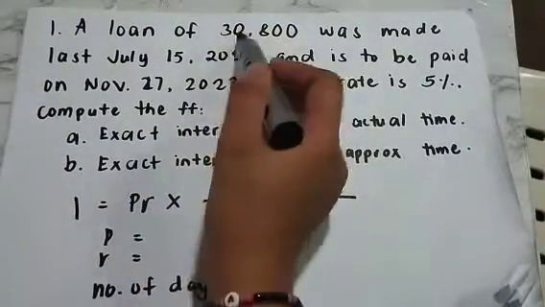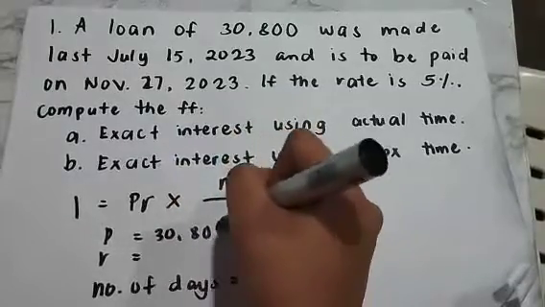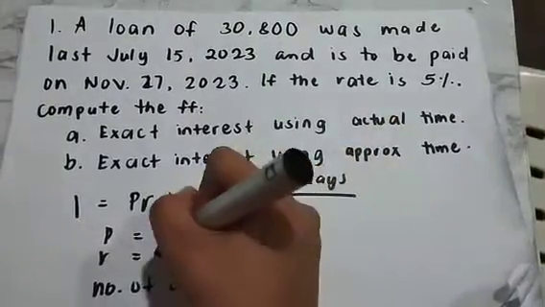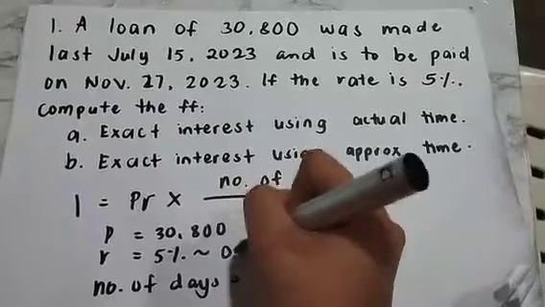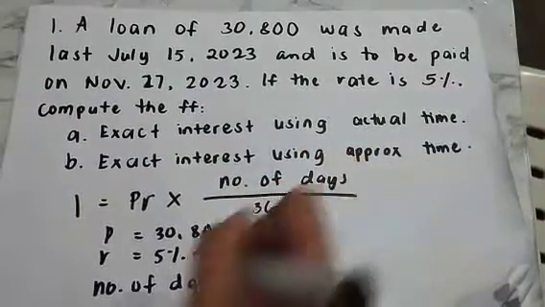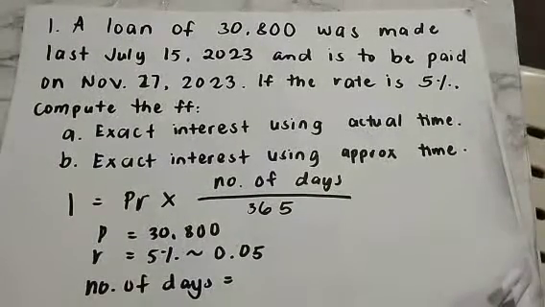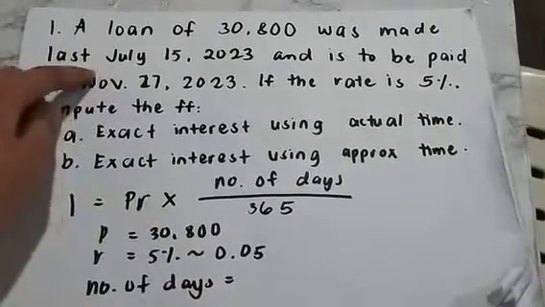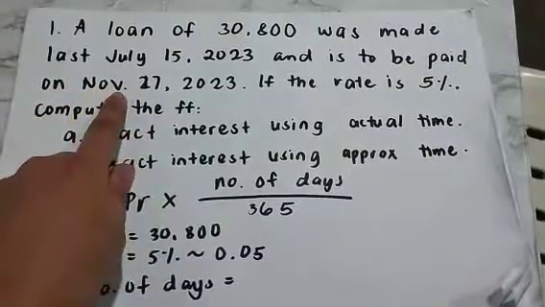Principal amount natin is 30,800. Yung rate natin, 5%. Pero hindi natin yan pwedeng i-compute ng nakaganyan. So, i-divide natin siya sa 100. So, 5 divided by 100 is 0.05. Now, para makuha natin yung number of days, susulat natin yung months. Okay? So, from July to November 27.